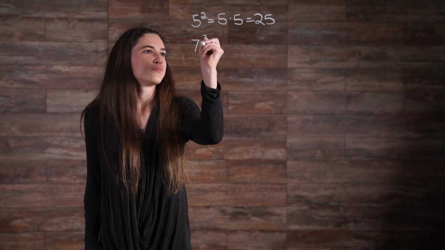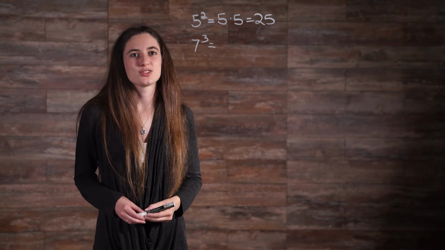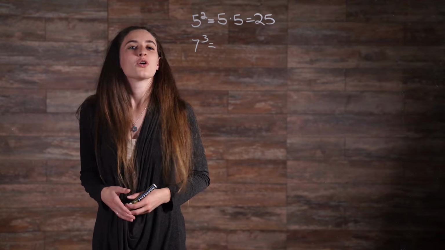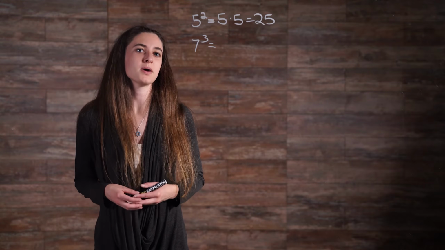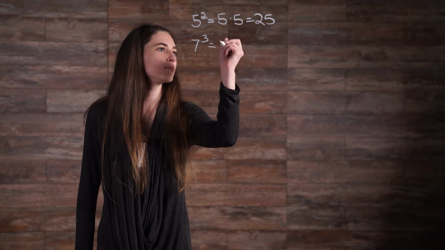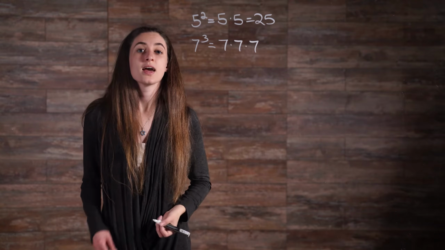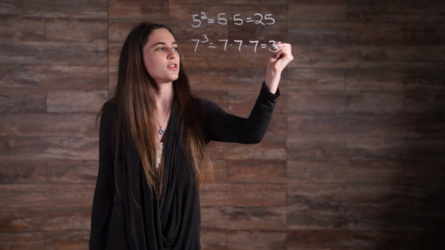7 cubed. This time the base is 7 and the exponent is 3. This can be read as 7 to the third or 7 cubed. Raising a base of 7 to the power of 3 means to multiply 7 by itself 3 times. 7 times itself 3 times equals 343.